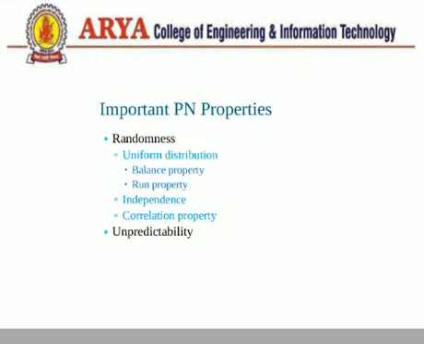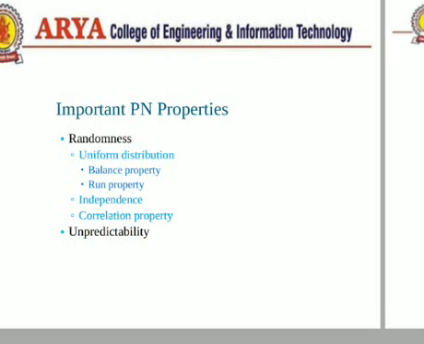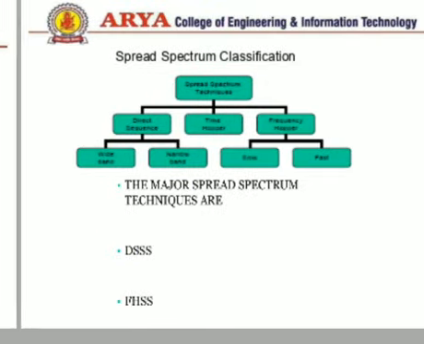What are the properties of a PN sequence? First property, uniform distribution. Second, balance property, run property, independence, correlation property, and unpredictability, meaning without knowing the seed and algorithm. And the last property of a PN sequence is randomness.